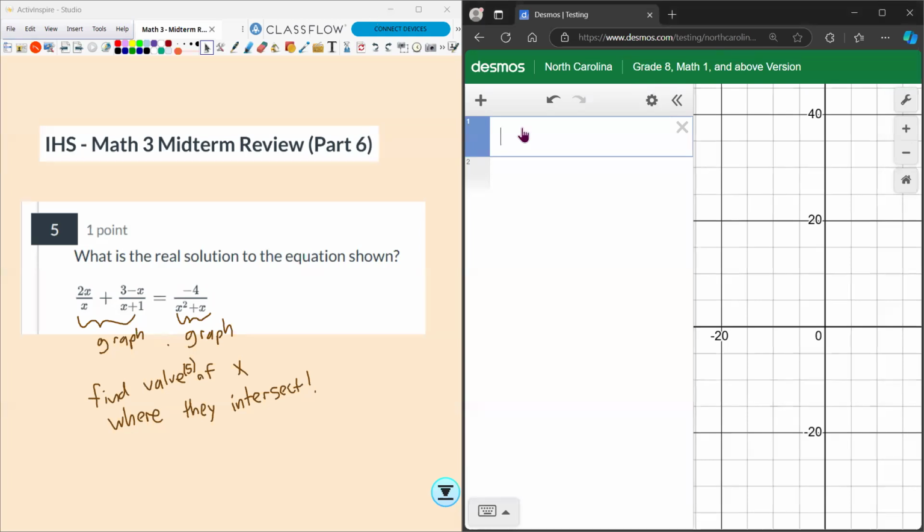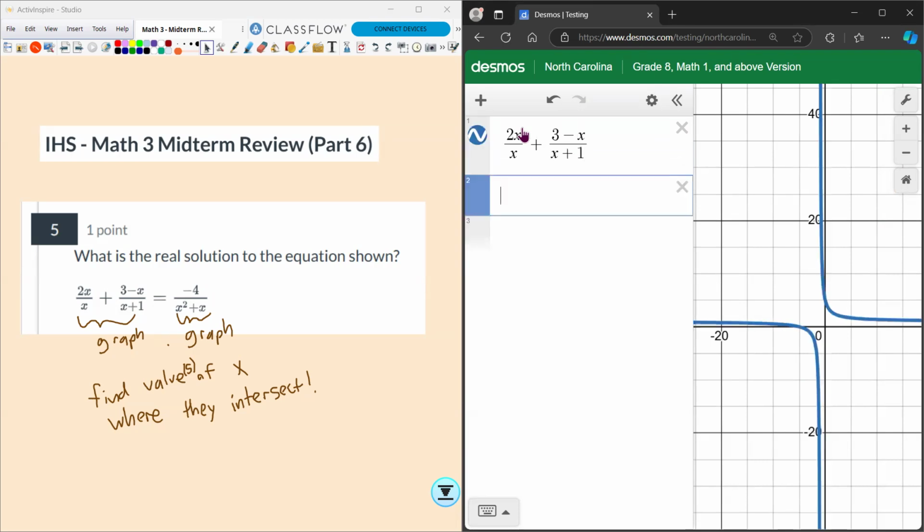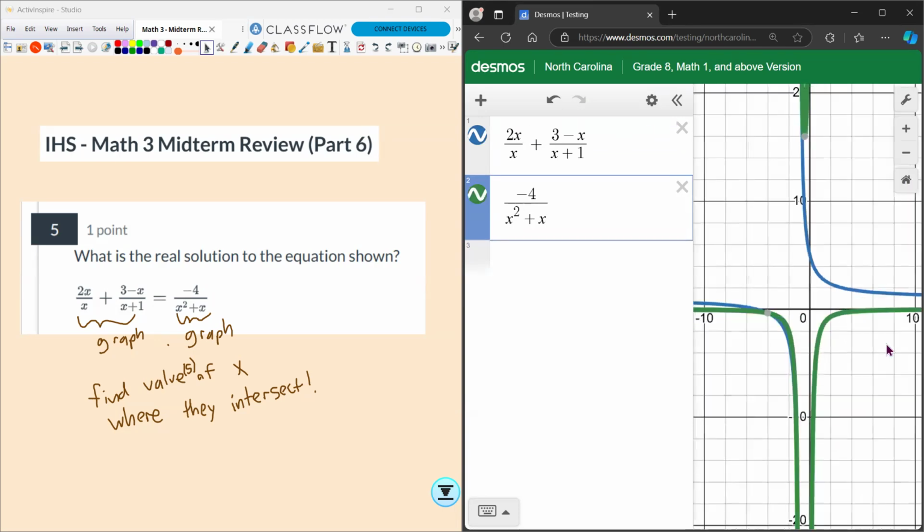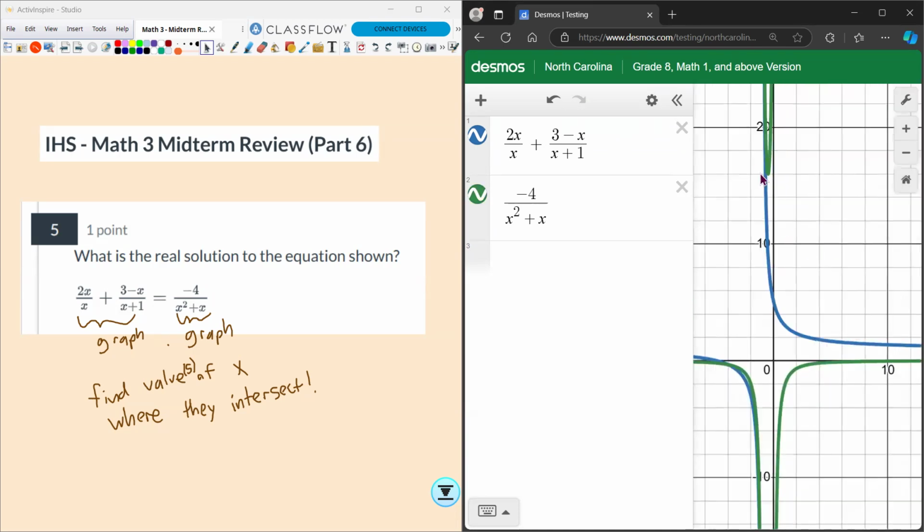We can do that, so let's do that right now. So we'll do 2x over x plus fraction bar 3 minus x over x plus 1. And then we're going to stop. We're going to go to line 2 and do the same thing. Fraction bar -4 over x squared plus x. And sometimes you have to click around and zoom out.